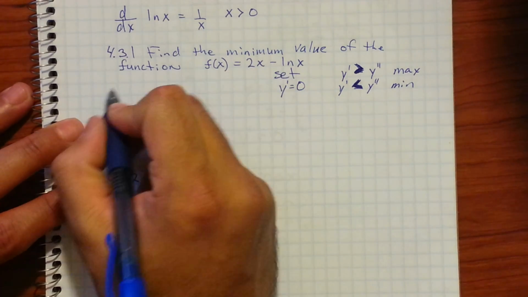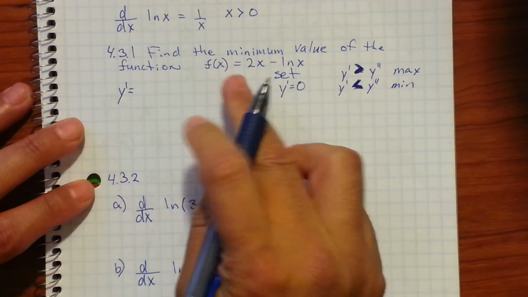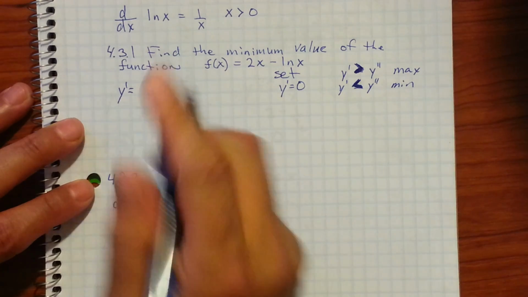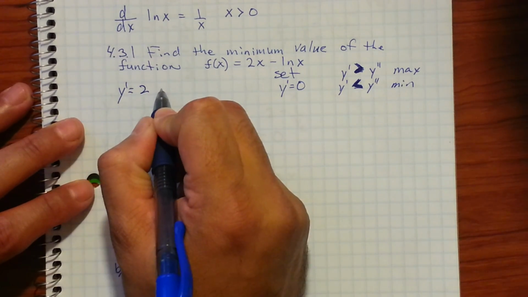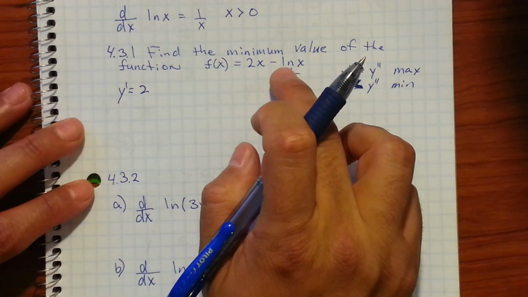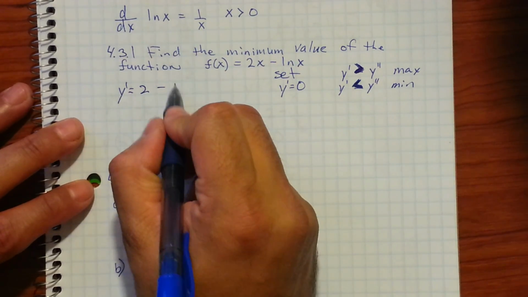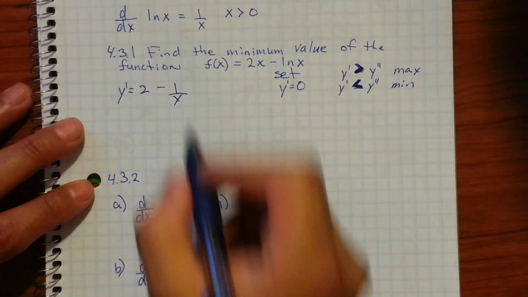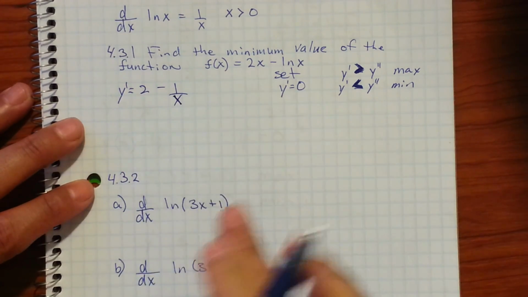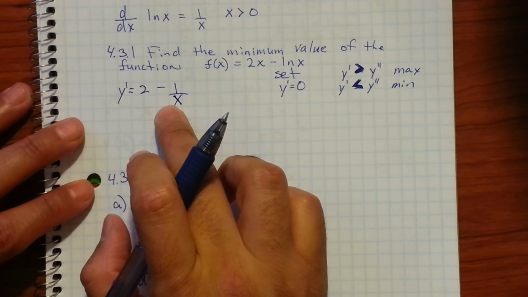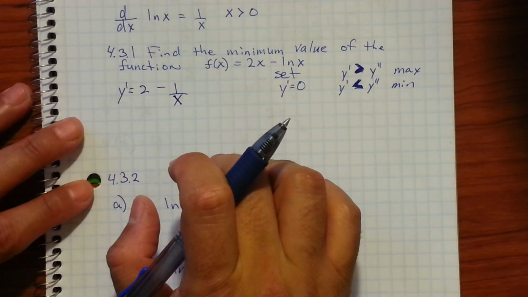The first derivative is equal to, taking the derivative of 2x, just 2. Right here, this is going to be minus, and that derivative is 1 over x. So there is going to be my first derivative.